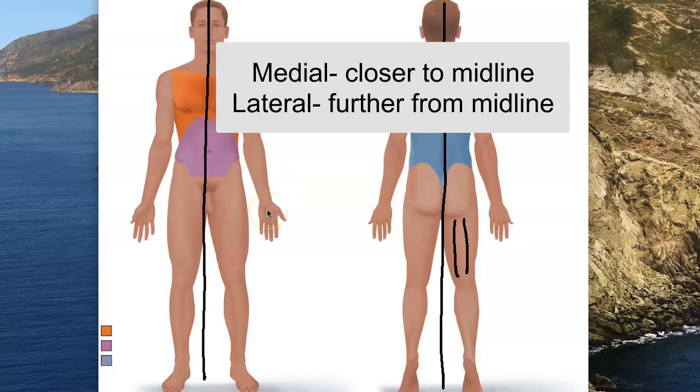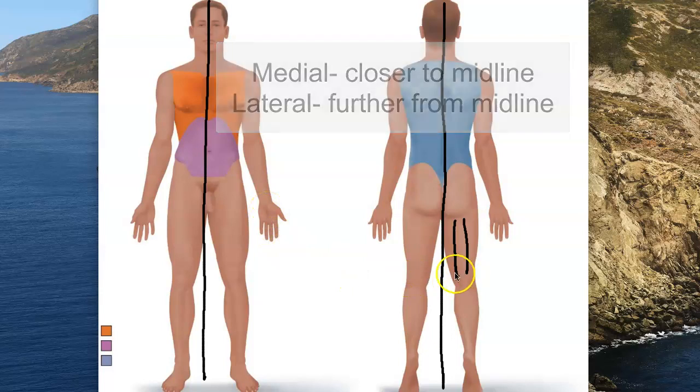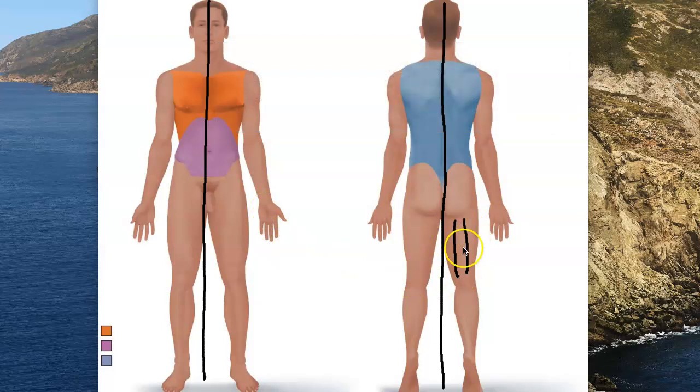So I'll show you one tricky example that I've seen. The back of the thigh has three muscles that we refer to as the hamstrings. And so medial does not mean it's in the middle. In other words, this muscle is most medial, and this muscle would be most lateral. Hopefully that makes sense.